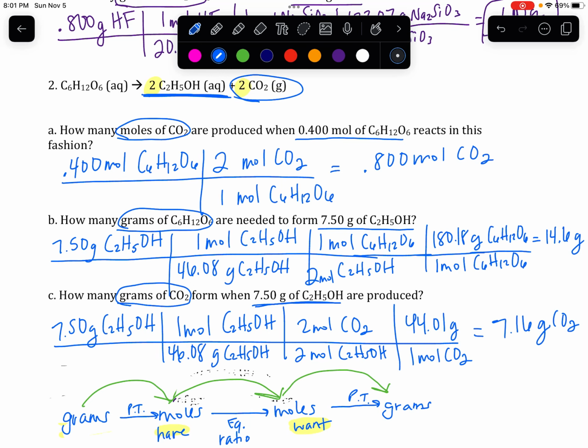So that's pretty much all there is to it. As long as you can follow the steps on the map, just remember that whatever's on top has to go on the bottom, so that helps you keep your units straight and keep track of when to put grams on the top and when to put grams on the bottom. Then as long as you follow your map, you should be able to set them up each time with the correct steps.